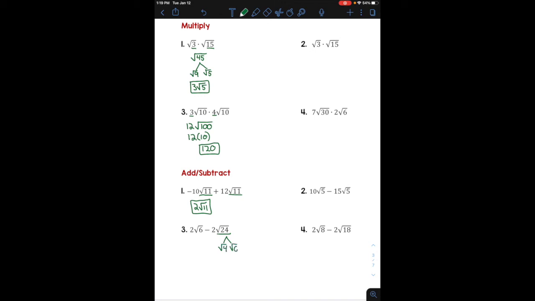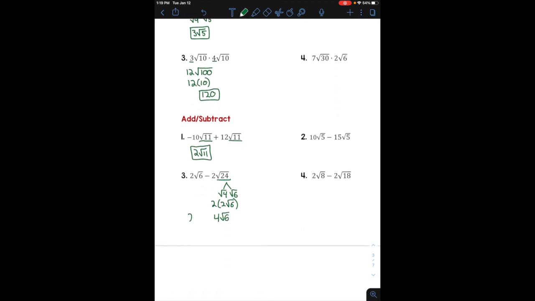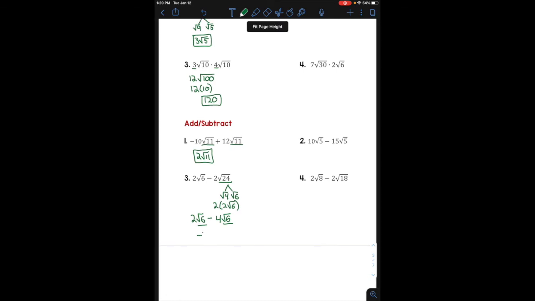We can simplify root 24. We're going to end up with 2 times 2 root 6, or 4 root 6. The expression now becomes 2 root 6 that we couldn't simplify any further, minus 4 root 6, which is the simplified expression for 2 root 24. Now that they do have the same radical, we can subtract them. 2 root 6's minus 4 root 6's will give us negative 2 root 6.